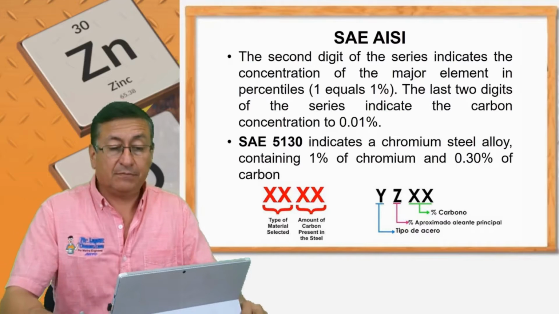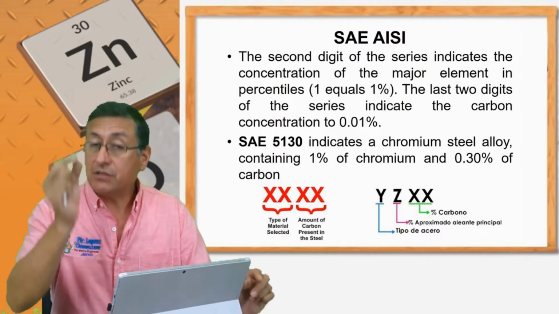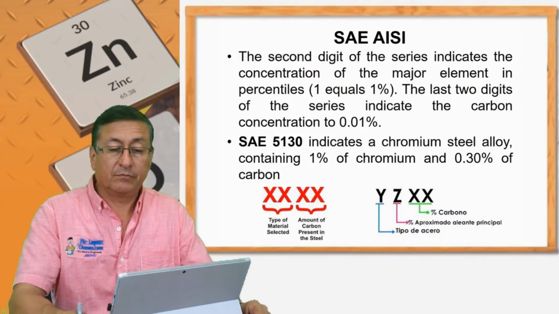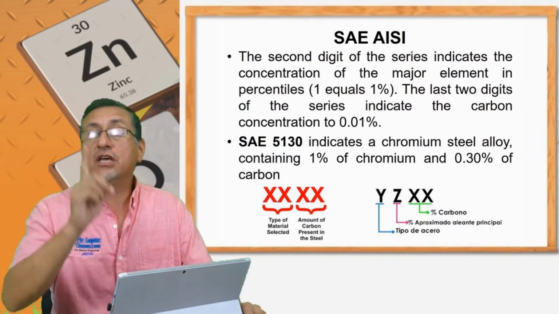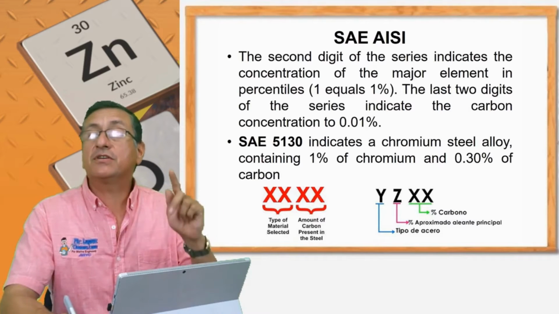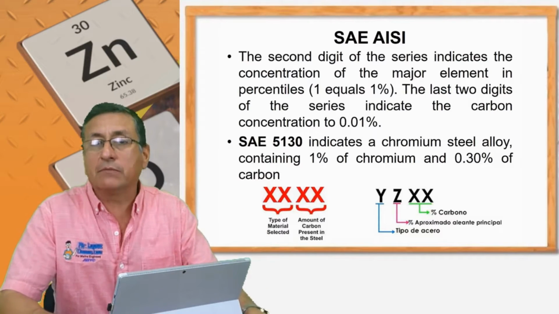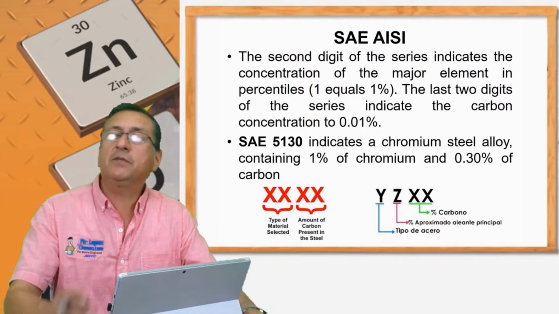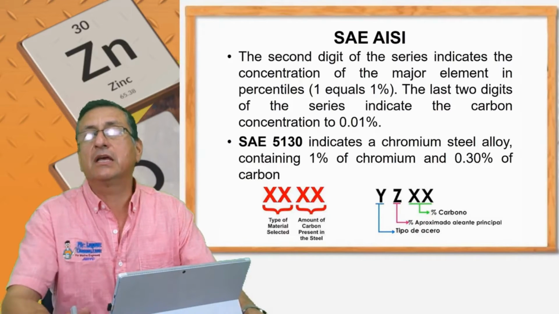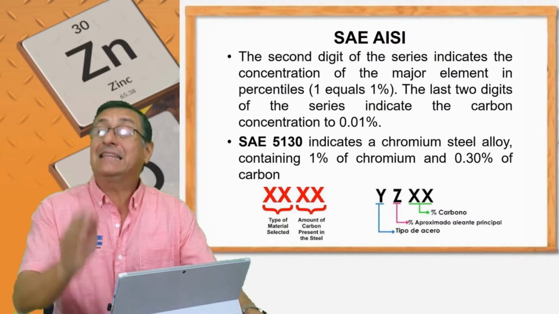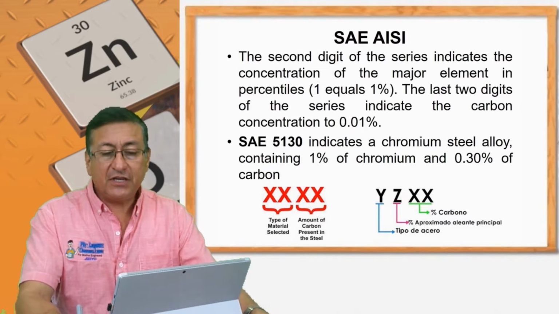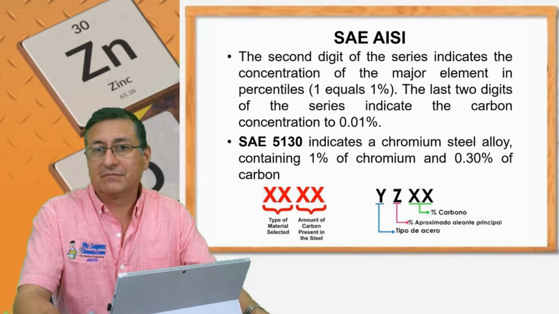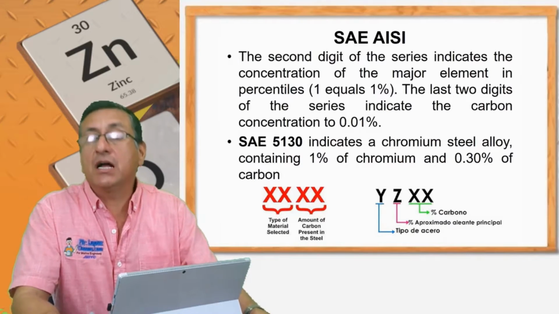The second digit indicates the concentration of the major element in percentage. If the second digit is 1, it's because the percentage of the main component is 1%. If the second digit is 5, it's because the percentage of the first component is 5%. And the last two digits of the series indicate the carbon concentration in hundredths.